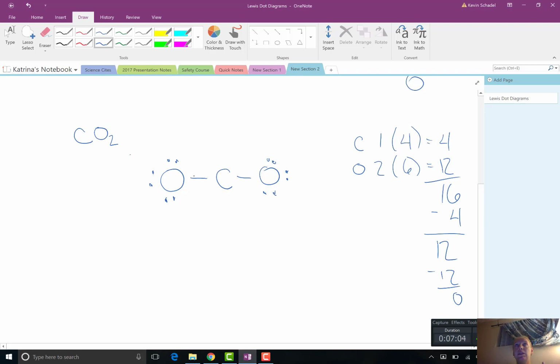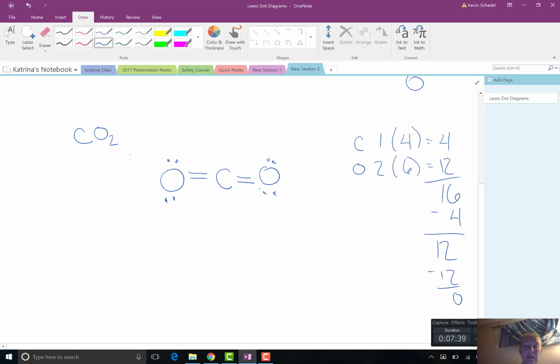So now we need to consider whether multiple bonds will help us achieve a stable octet for more of our atoms. So I'm going to take these electrons here and place them in a double bond. So again, I haven't changed the total number of electrons, right? I'm not adding electrons to the molecule. I'm just shifting them around. And I'm going to do the same thing here. Now this oxygen has 2, 4, 6, 8. This carbon has 2, 4, 6, 8. This oxygen has 2, 4, 6, 8.